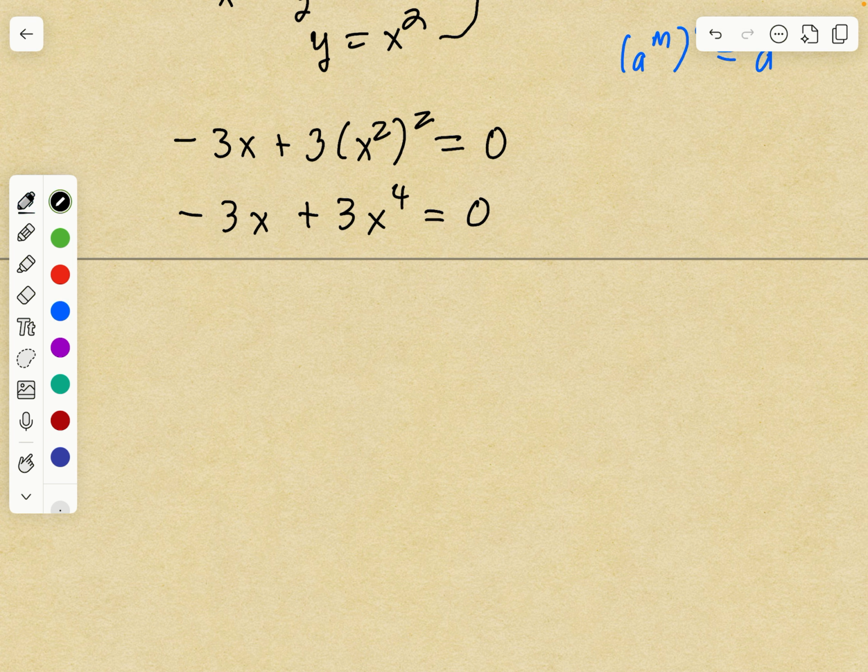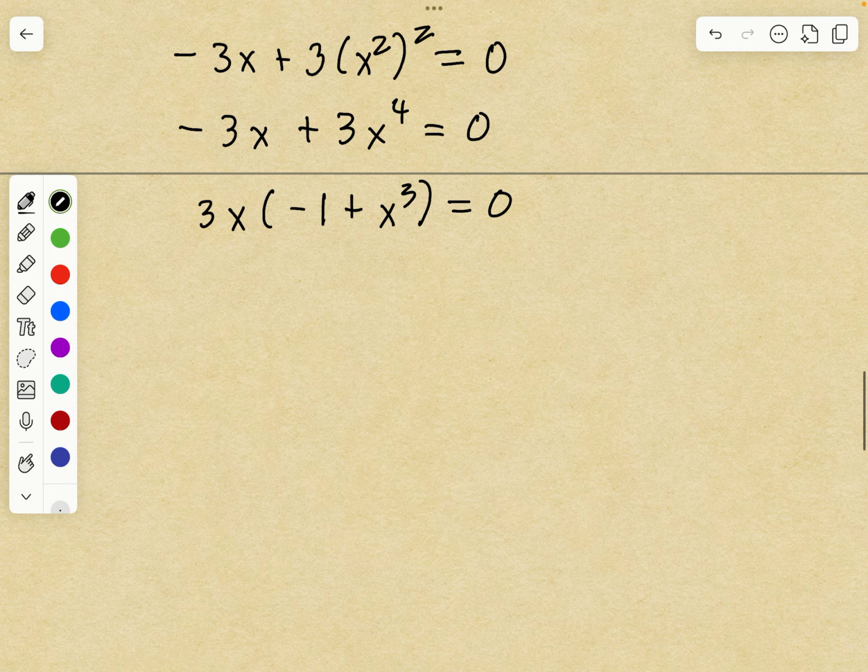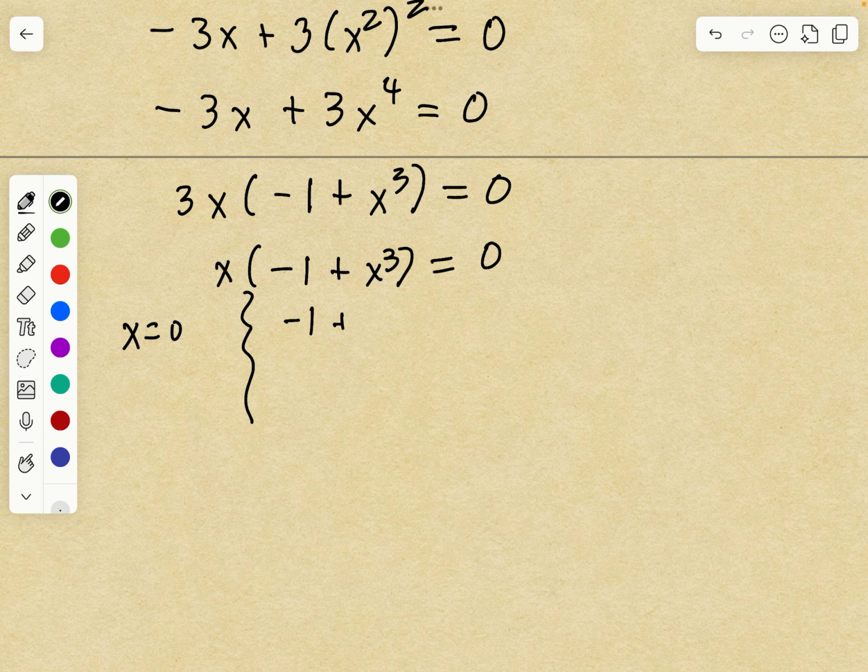We can factor out a 3x. So if you factor out the 3x, you get −1 + x³ = 0. And now I have a product. I have this thing, 3x, times that thing equals 0. And if I wanted to, I could divide both sides by 3 and then get x times (−1 + x³) equal to 0. I have a product of two things that's equal to 0, so either one of these has to be 0. Actually, let's write the second one as x³ − 1, because it's more standard. Let's write it like that.